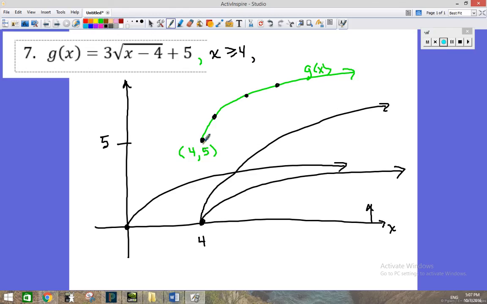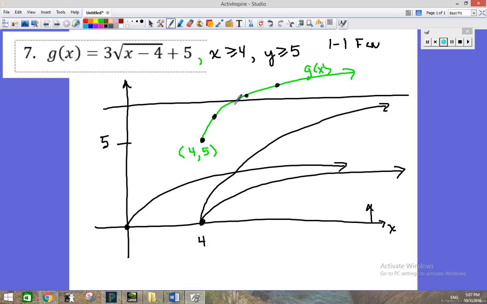Now, the y-coordinate at that point is 5, and I notice that the y-coordinates of every point on this graph are all above 5, meaning that all of those y-coordinates are greater than or equal to 5. Okay, and finally I notice that this function is a one-to-one function, because being a square root function, I knew it passed the vertical line test, but it also passes the horizontal line test. You can't find a horizontal line that intersects that graph more than once.